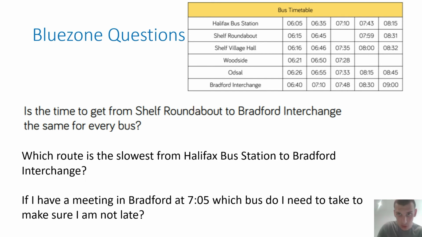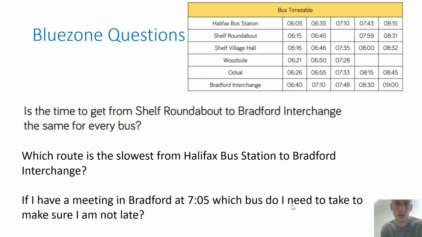So, Blue Zone, here's your questions. Here you have a bus timetable. And I've got 3 questions for you. First one is, is the time to get from Shelf Roundabout to Bradford Interchange the same for every bus? Which route is the slowest from Halifax bus station to Bradford Interchange? And the third question is, if I have a meeting in Bradford at 7:05, which bus do I need to take to make sure I am not late? Please pause the video, complete the task, and then press play when you are ready to continue.